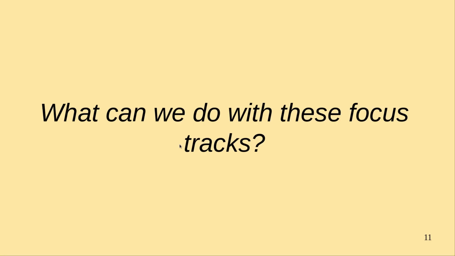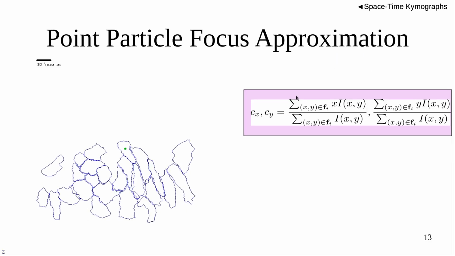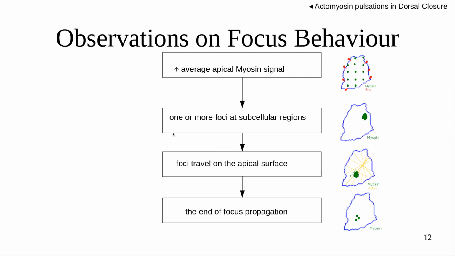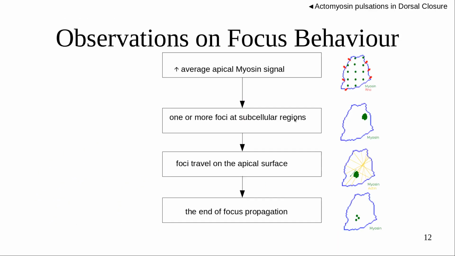Now, more importantly, what can we do with these tracks? Well, for one, we can make a systematic observation of focus behavior, and this will be important later. Our observation starts with the increase in the average apical myosin signal in the cell, which is followed by the formation of one or more foci at subcellular regions. These foci travel on the apical cell surface until at some point they end and the foci die.